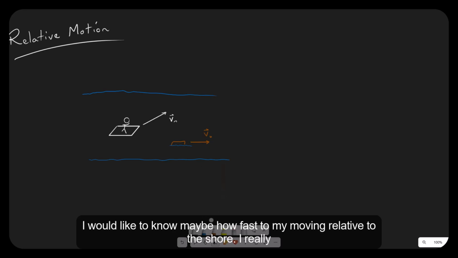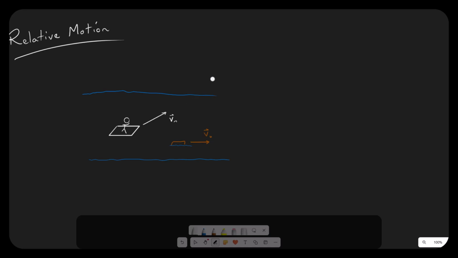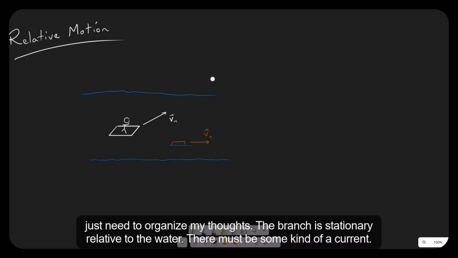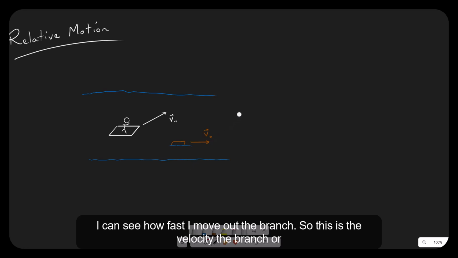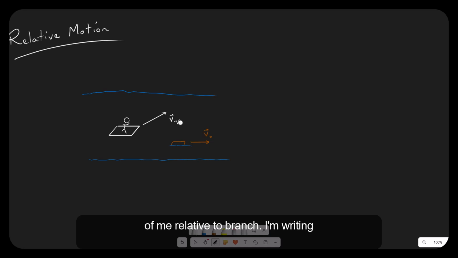I would like to know maybe how fast am I moving relative to the shore. I really just need to organize my thoughts. The branch is stationary relative to the water. There must be some kind of a current, and it's not like the branch is out here paddling. I can see how fast I'm moving relative to the branch. So this is the velocity of the branch, or of me, relative to the branch.